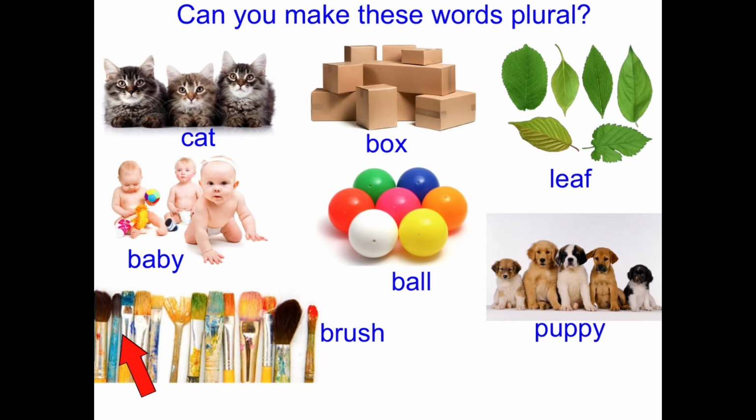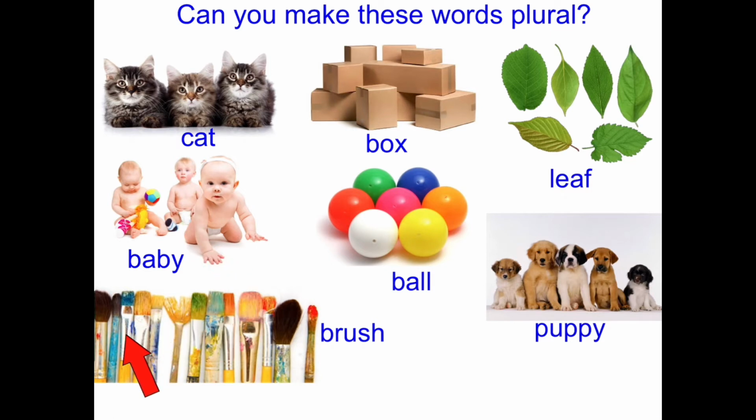So let's have a look at what pictures we've got. This one should be quite easy. So the word says cat, but the picture is of cats. So you've got to turn cat into cats. The word is box, but the picture is of boxes. So you need to write boxes. Then we've got leaf, but the picture's of leaves. We've got ball, but in the picture there are balls. That's another easy one. Then we've got brush, brushes, puppy, puppies, baby, and babies.